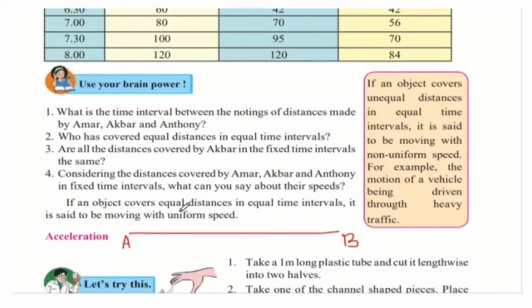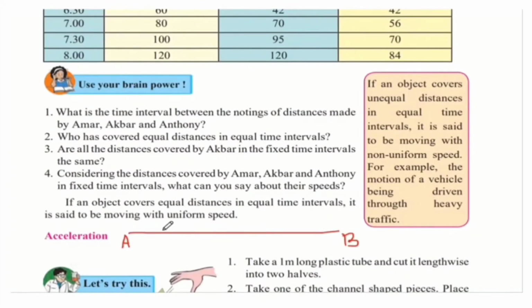So what is uniform speed? Take an example of this line from point A to point B. If we divide this line into equal segments, suppose each of the segments is 1 meter, and an object is traveling from A to B and crossing each of these segments in equal time intervals, then it is said that this object is moving with uniform speed.